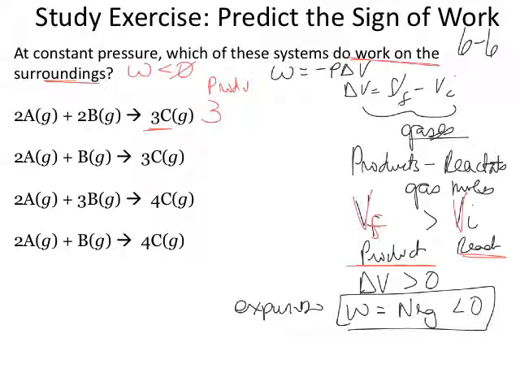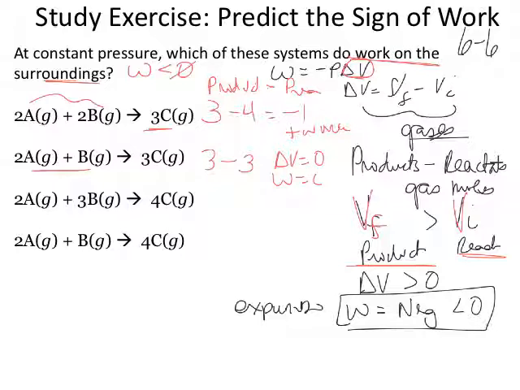So here you just look at your coefficients, and you say 3 moles, so you're going to do the products minus your reactants. So you've got 3 minus 4. It's going to be a negative 1. A negative value in your delta V times a negative P is going to be a positive work. That's not going to give you what you want. Here you have 3 minus 3. So your delta V term is going to be 0. That's going to give you a work equals 0. That's not what you want. You want a negative work.